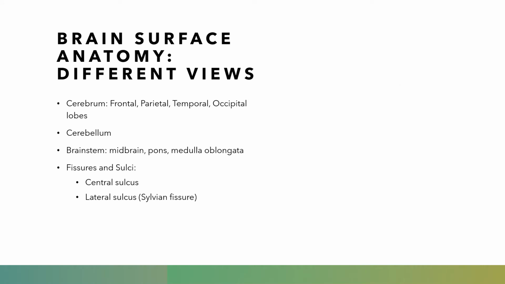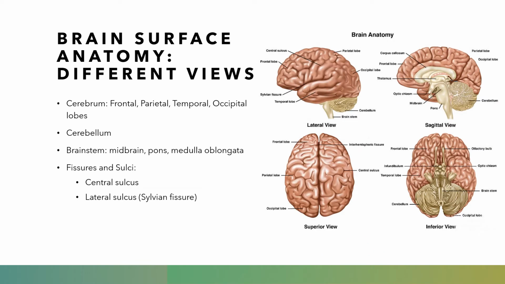Now let's look at the brain surface anatomy from different views. And as we've already discussed, the cerebrum contains the frontal, parietal, and occipital lobes. And you can take time out for yourself to look at the different views. We also have the cerebellum. We have the brainstem, which is the midbrain, pons, medulla oblongata, and we have different fissures and sulci.